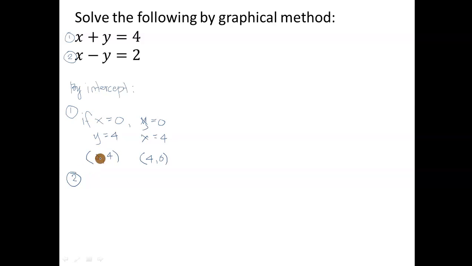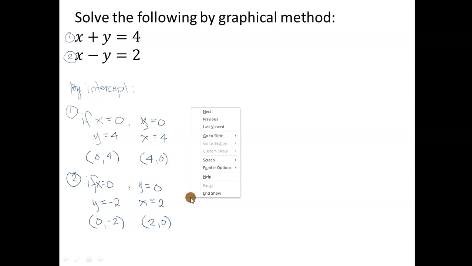In equation 2, if x will be equal to 0, y will be equal to negative 2. No? X minus y is equals to 2. If this x is equals to 0, you have negative y is equals to 2. So therefore, y will be equal to negative 2. And if y is equals to 0, okay, so your x will be equal to positive 2. So the coordinates of this one, 0 and negative 2. This one here is 2 and 0.